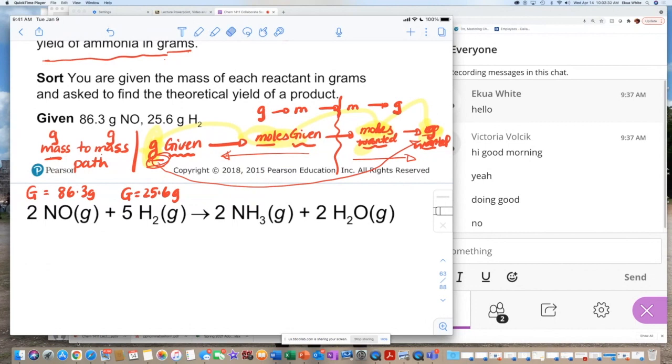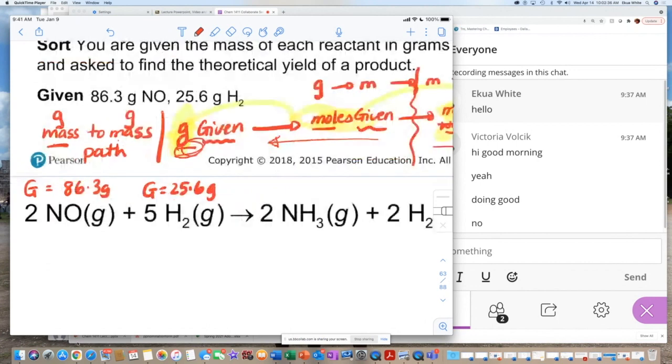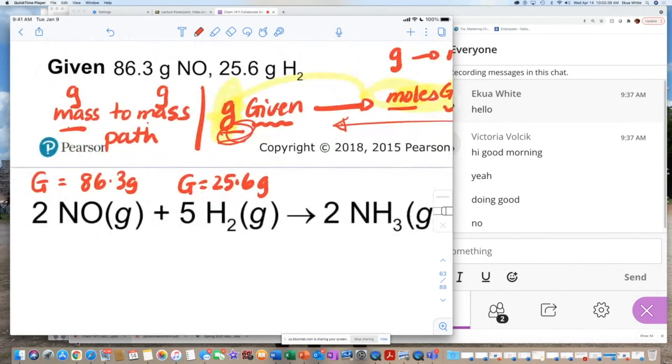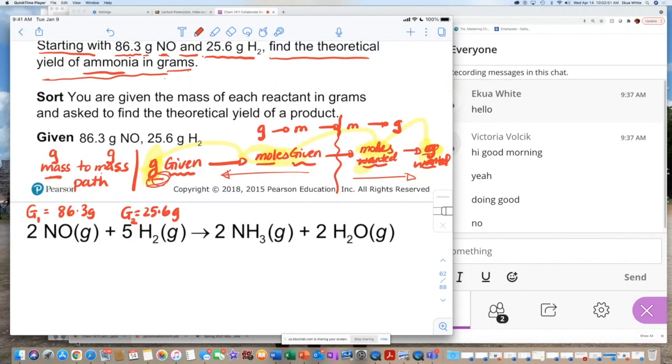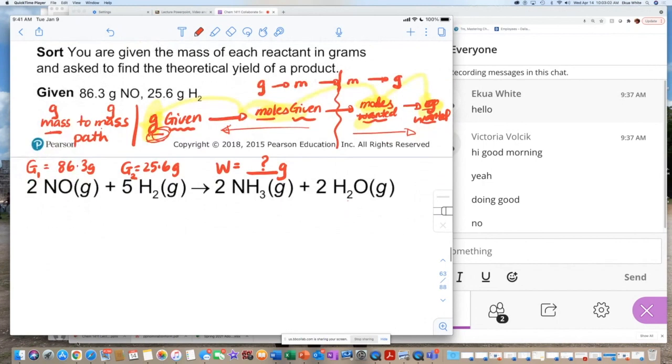But here's the other issue. They gave me two givens. So first of all, if this is given, this is given, how do I know which is my true given? Since you have two givens, label the first one given 1, the second one given 2. So you can separate it. That's it. And they want you to figure out how much ammonia. This is ammonia right here. The other one is water. So what is wanted is the amount of ammonia in grams.